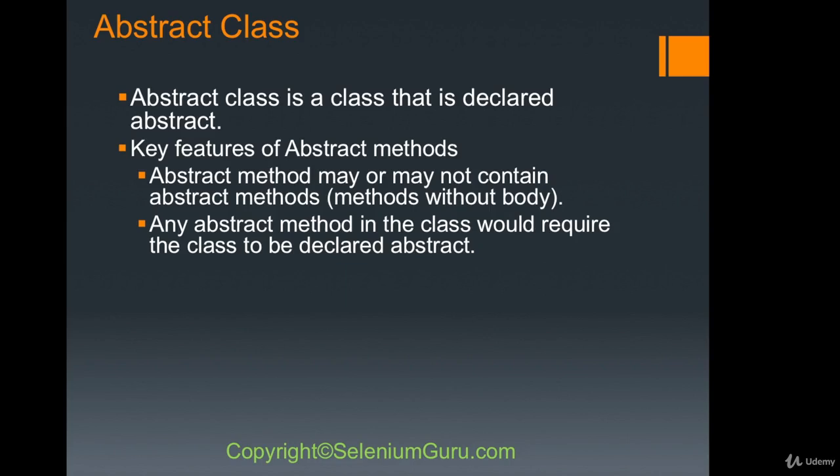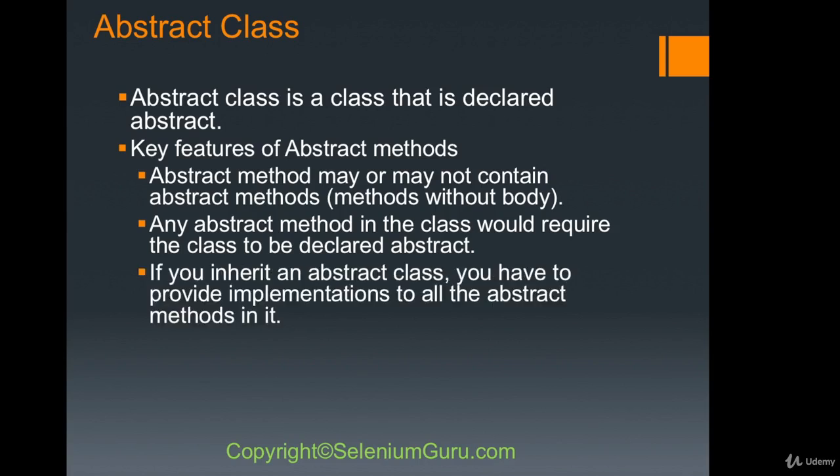Basically, if you create an abstract method, then you also have to declare the class to be abstract. When you have an abstract method inside the class, that means your class is also abstract. If you inherit an abstract class, you have to provide implementation for all the abstract methods in it. With an abstract class, you cannot create an object. That is another important feature of abstract classes. You cannot create an object. However, you can extend, you can inherit.